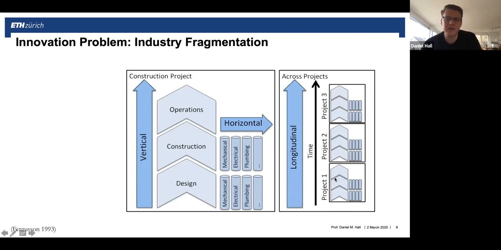But then when the project is done, everyone finishes the work, breaks apart, and now begins a new project. And most often you don't work with anybody twice. You have a whole new team that starts over. So now you have 3 dimensions of fragmentation, and this makes innovation very difficult, especially when the innovation requires that people work together in a different way.